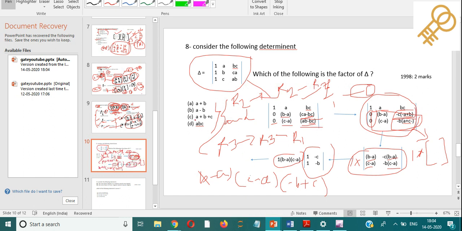Now you can see in the options there are three terms, so easily you can cancel out, and this is the multiplication of the terms, so you can easily cancel out. So there are two possibilities, that is a plus b, a minus b. If you take the common minus from this term, you'll be getting a minus b. So the option will be B, that is a minus b.